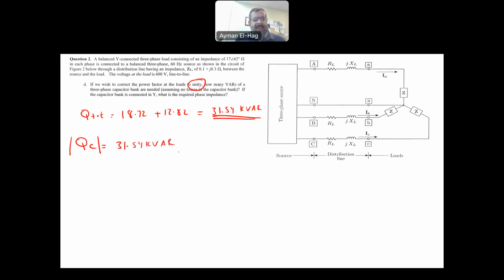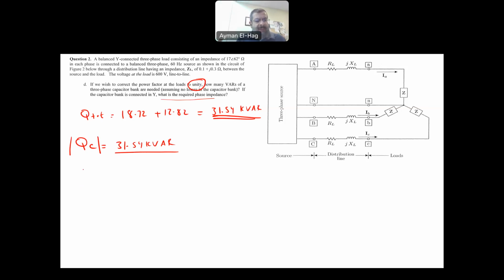kVAR, the same as the total reactive power, because we want to have a power factor equal to unity. Now, if we have the capacitor bank connected in Y, what is the required phase impedance? Now, we need to find the C first, and then we can find the impedance. Let's find C first, and then find the impedance of the capacitor.